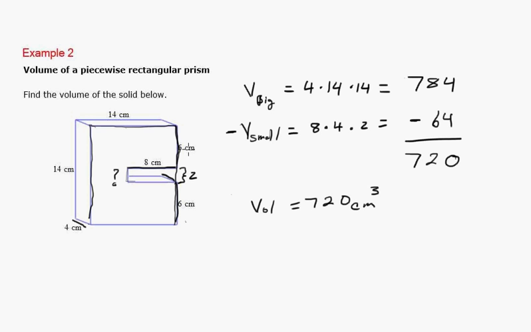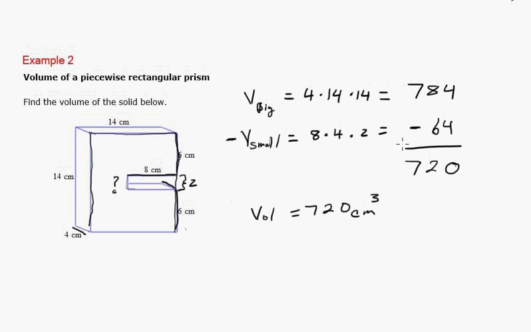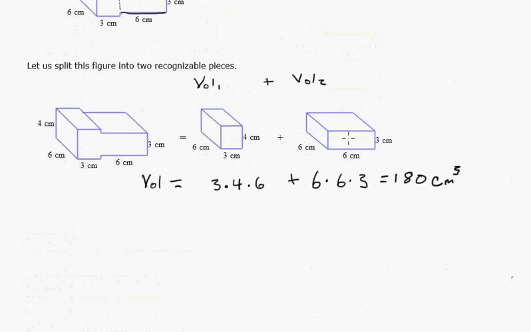Alright, so that's how you do these piecewise rectangular prisms. You're going to see different kinds of shapes. You can either take the volume of the whole thing and then subtract a little piece, or break it up into parts, find the volume of all the parts, and then add those up. Alright, good luck.